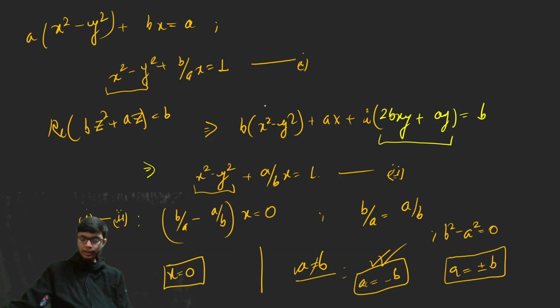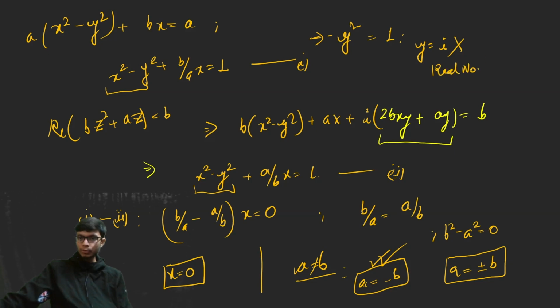So if x is equal to 0 and a is equal to minus b, from the first equation I will get this value as minus y² equal to 1. So from here y is equal to iota. Okay, but this is not a possible case because y should be a real number, so y basically belongs to the empty set phi. That means there is no possible solution for y.